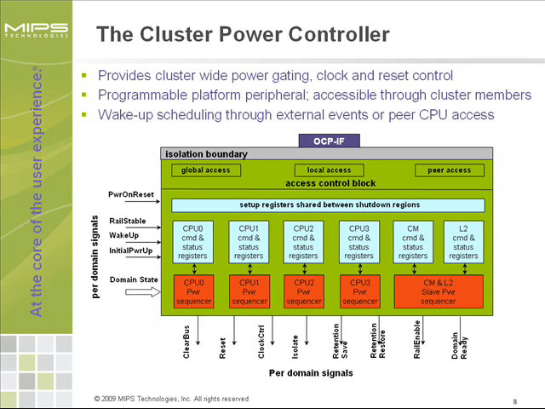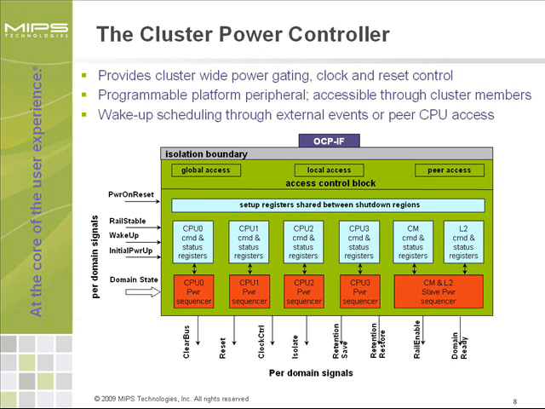As a platform peripheral of the 1004K cluster, the controller connects directly to the Coherence Manager fabric and provides access management for a cluster-wide global address space, as well as per CPU localized address ranges. In order for a CPU to access the local address space of a CPU peer, special access privileges must be present. As depicted, each power domain consists of a set of programming and setup registers and a dedicated command sequencer.